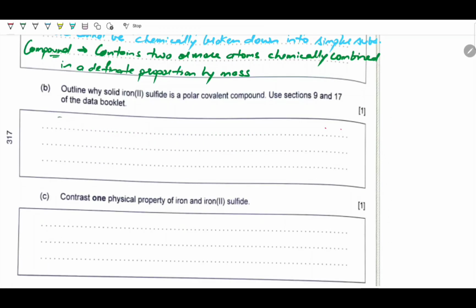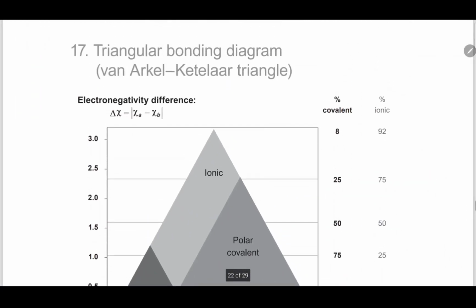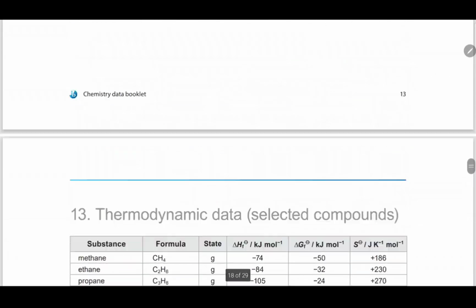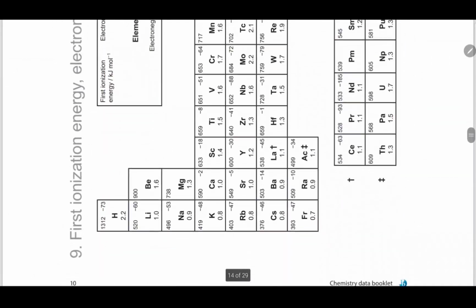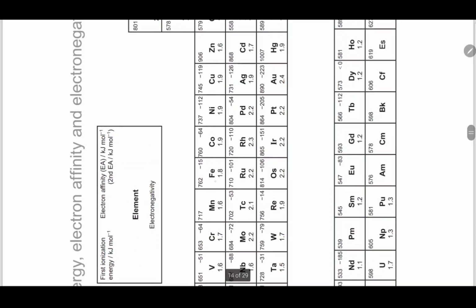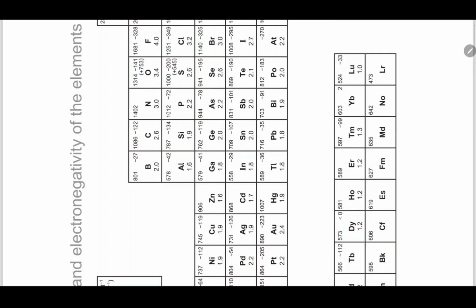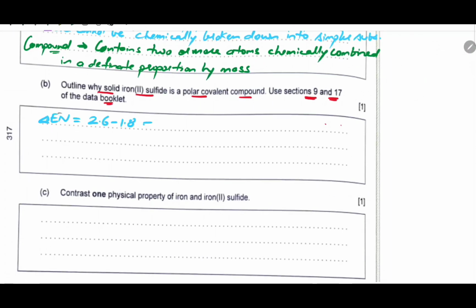Part B of the question says, outline why solid iron sulfide is a polar covalent compound. Use sections 9 and 17 of the data booklet. Section 17 is the Van Arkel triangle, the triangular bonding diagram, and section 9 gives the electronegativity values. By using section 9, for iron the electronegativity is 1.8 and for sulfur it is 2.6. So the difference of electronegativity, delta E, is 2.6 minus 1.8, which comes out to be 0.8.